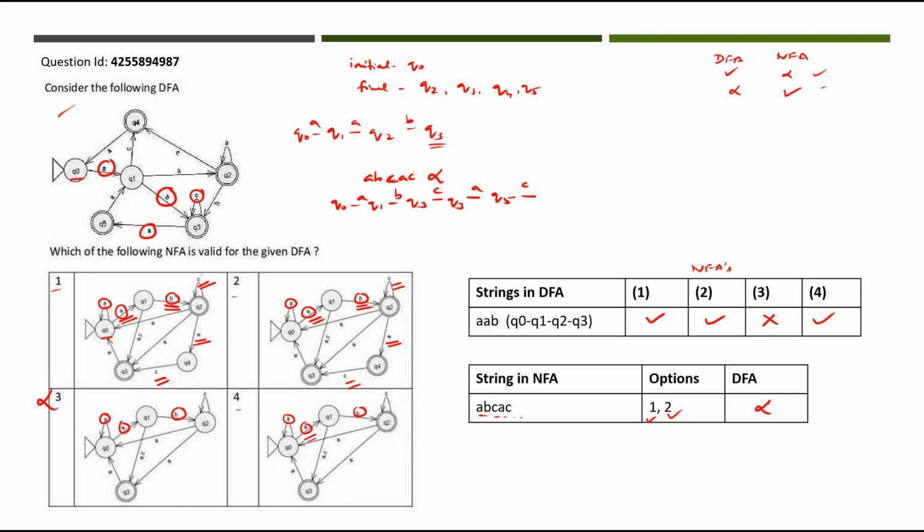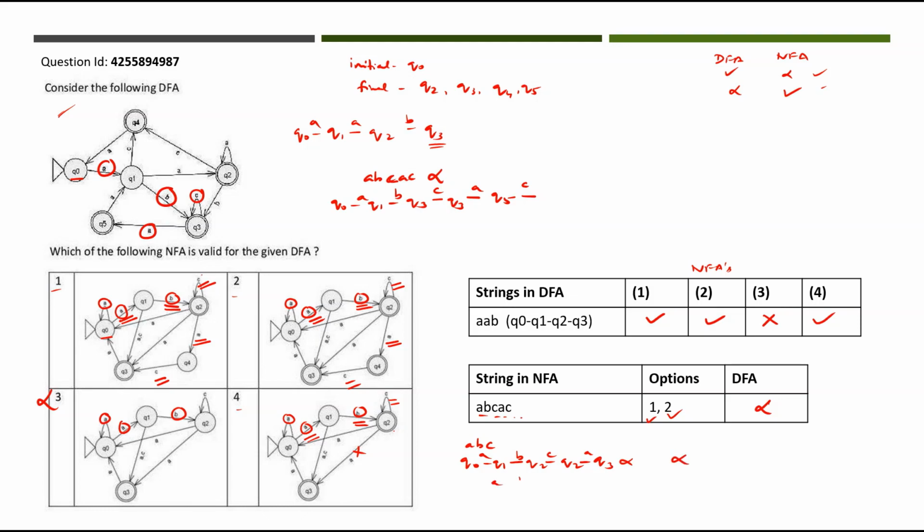Here we have A, here we have B, here we have C. ABC is there. From Q2 we are having an A transition. We are in Q3. From Q3 you don't have any C transition. From Q0 to Q1 we have A, Q1 to Q2 we have B, Q2 to Q2 we have C. For A, one way we went to Q3. From Q3 there is no transition.